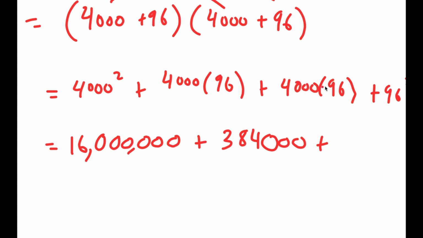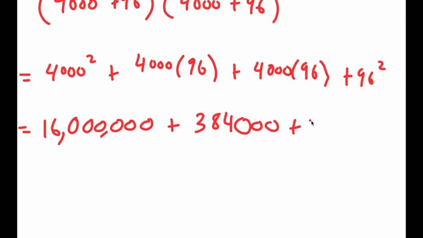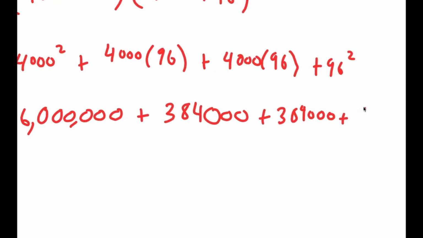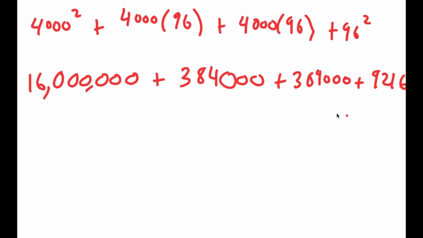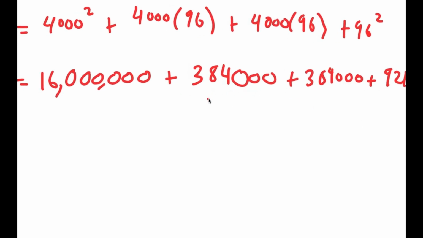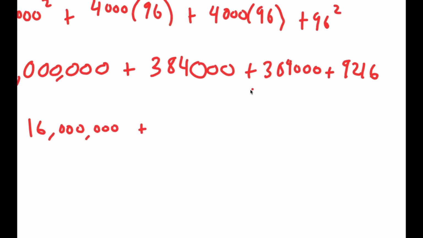So plus, again, 4,000 times 96, which is 384,000, plus 96 squared, which is 9,216. So now all we have to do is add all of these up, which is fairly simple. So I get 16 million plus, let's first start by adding up 384,000 plus 384,000. So that's going to be 768,000 plus 9,216.